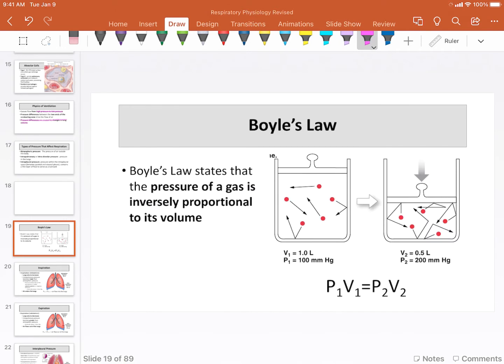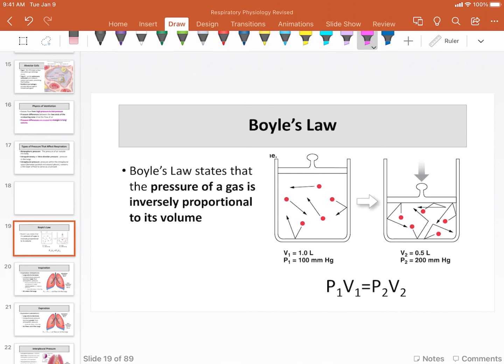The movement of gas from high pressure to low pressure occurs due to a law called Boyle's law. Boyle's law simply states that the pressure of a gas is inversely proportional to the volume of its container. If you look at the picture on the right, we have two containers, and both of these represent an airtight container with a plunger that seals it, and we can move that plunger up and down.